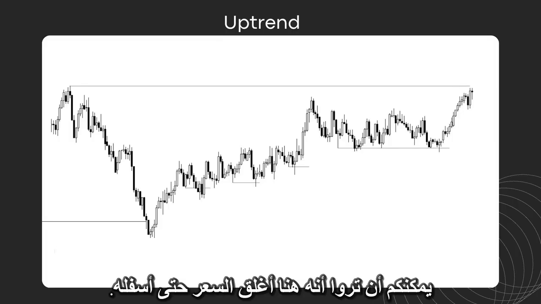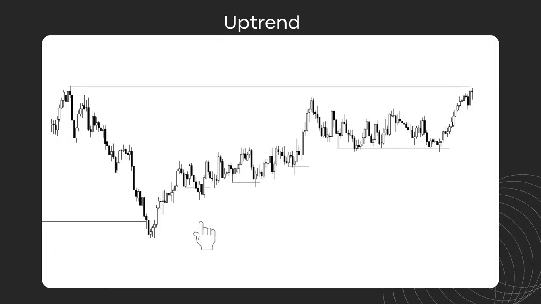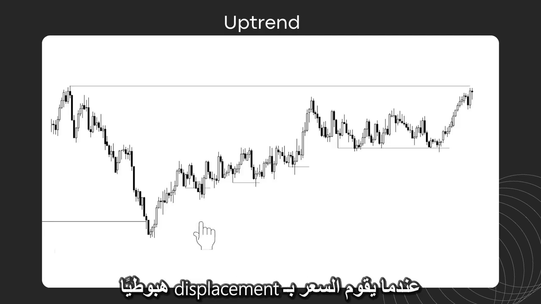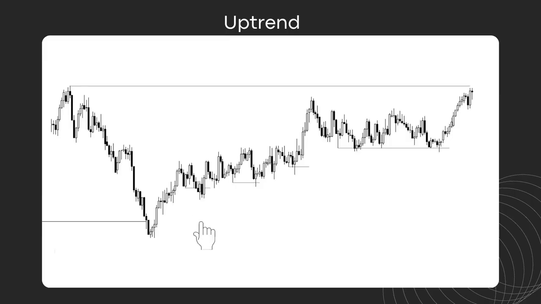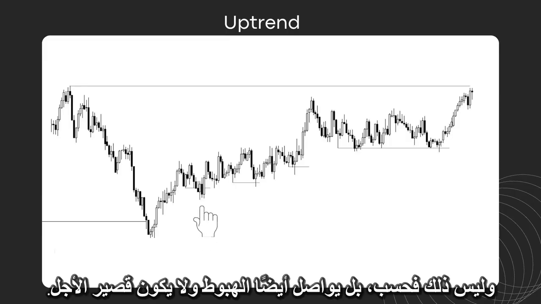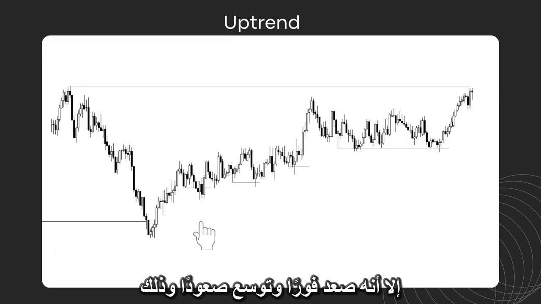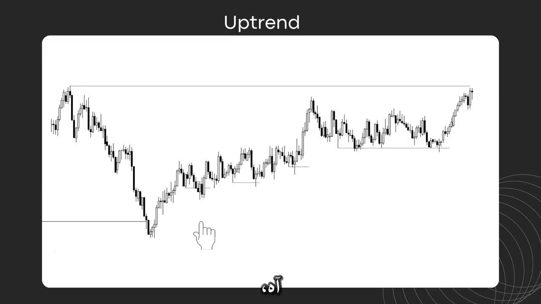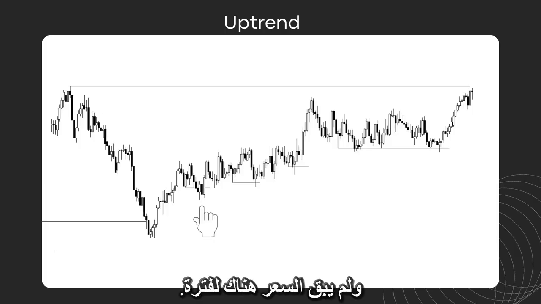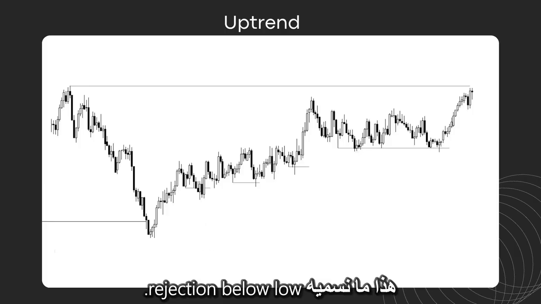You can see that right here price even closed below it, but it doesn't mean it broke it, right? Breaking a low is when price displays lower and expands with a big bulky candle, and not only that, it also continues going lower and isn't short-lived. But in this case right here, even though price closed below it, it immediately went above and expanded higher, and that close below the low was short-lived, and price did not stay there for a while. This is what we call a rejection below a low.